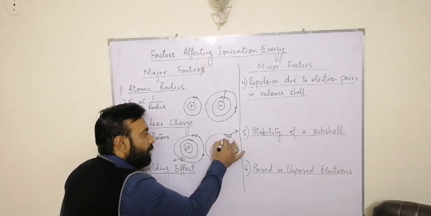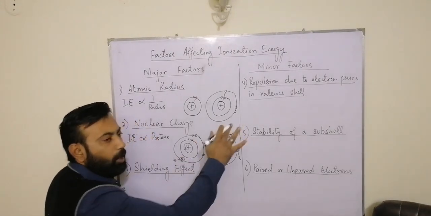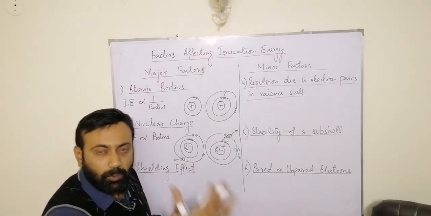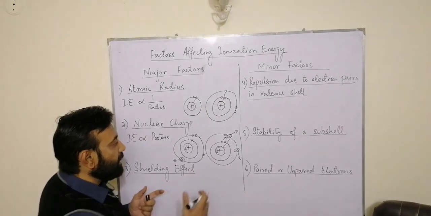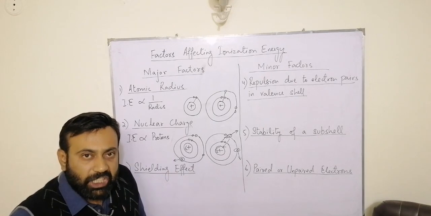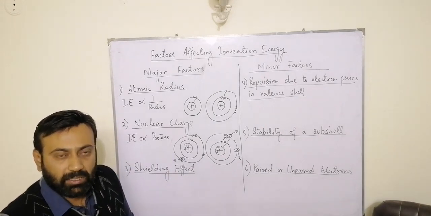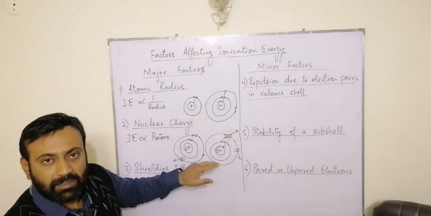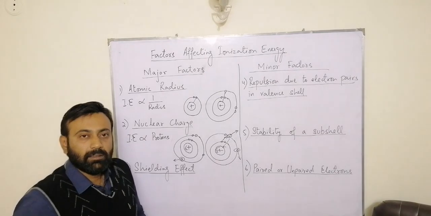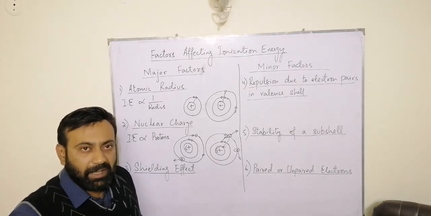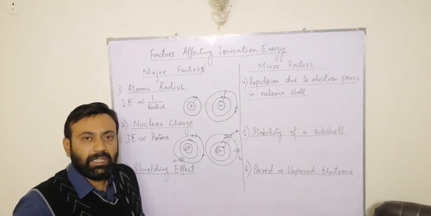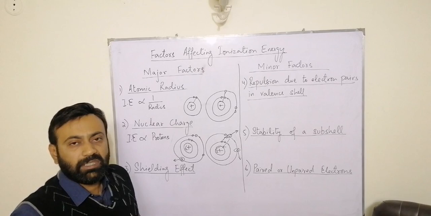So this repulsion pushes this electron outwards. It is favoring the electron to be removed from the atom. So this is working against the nuclear effect. It is working as a shield against the nuclear attraction. So this repulsion due to the inner electrons is called the shielding effect. So we can obviously predict that the ionization energy is going to be inversely proportional to the shielding effect.